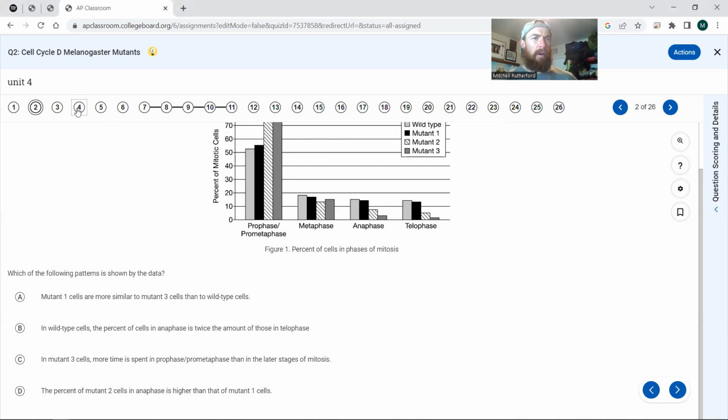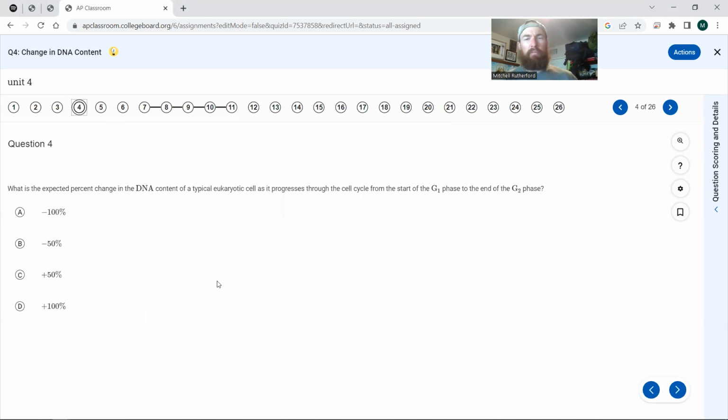All right, number 4. Too easy. G1, G2. Okay, so the cell cycle goes G1, S, G2, M. M stands for mitosis or meiosis. The expected percent change in DNA content from start of G1 to G2. This is just basic knowledge, knowing that S phase is DNA replication. And so when you're going to replicate your DNA, you're going to have twice as much DNA.